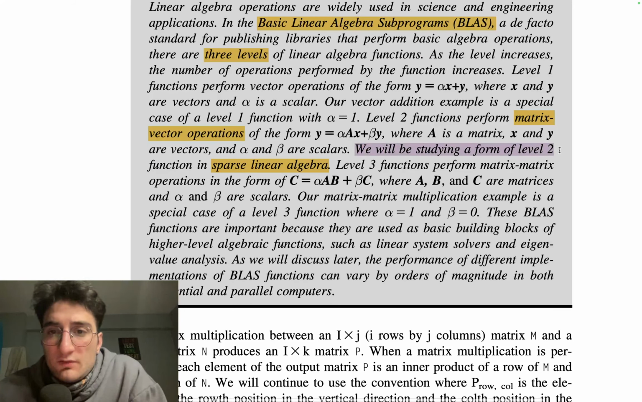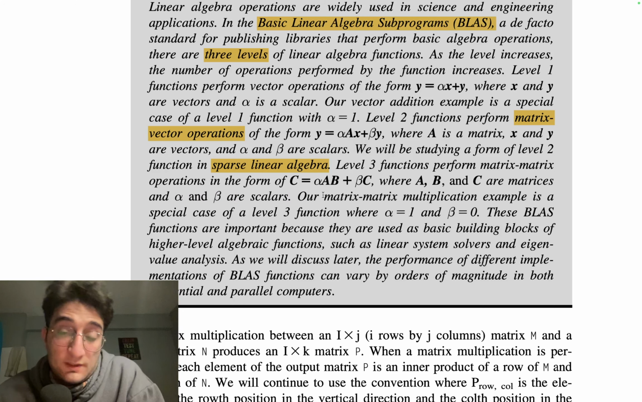Level 3 functions perform matrix operations in the form of C equals alpha AB plus beta C, where A, B, and C are matrices and alpha and beta are scalars. So it's not matrix vector, but matrix operation, multiplication.